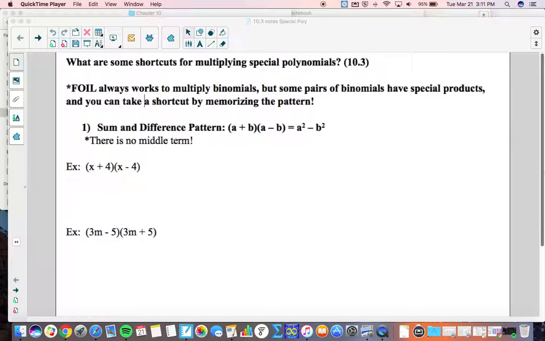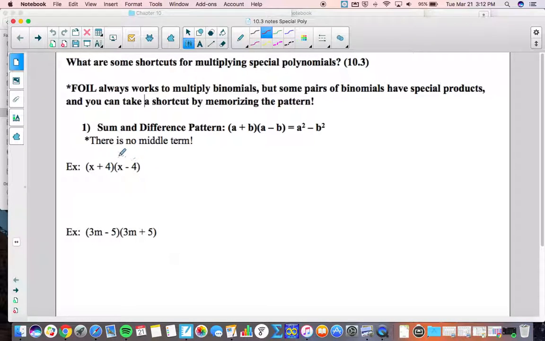Section 10.3. This is using the properties that we learned before about multiplying polynomials together. Now we're going to have three interesting situations that arise that allow us to use a shortcut. So the first situation is when we're taking the sum and difference of the same binomial, the same two terms in the binomial.